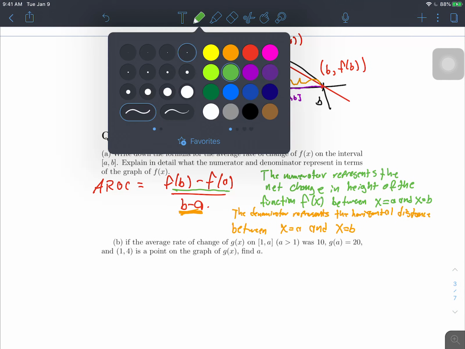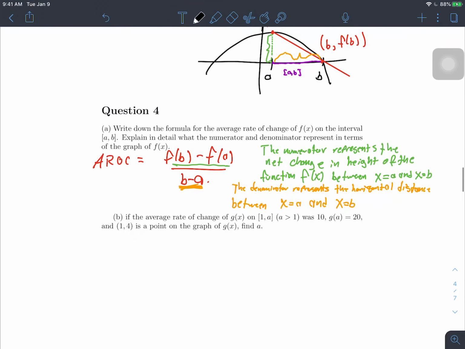Okay, so the next problem asks us, if the average rate of change of g of x on 1 comma a was 10, g of a is equal to 20, and 1 comma 4 is a point on the graph of g of x. We're supposed to figure out what a is.